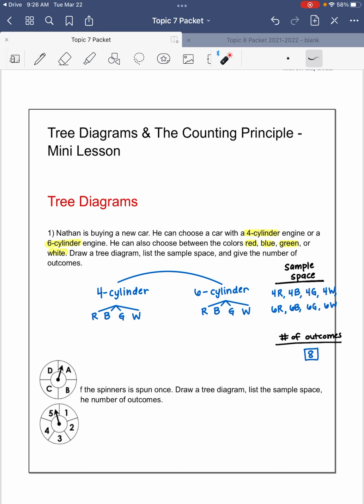And I think my thing got messed up when I exported it. But it should say, if the spinners are spun, or each of the spinners are spun once, draw a tree diagram, list the sample space, and give the number of outcomes. So each of the spinners is spun once.